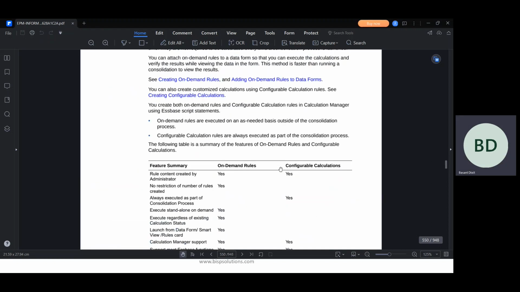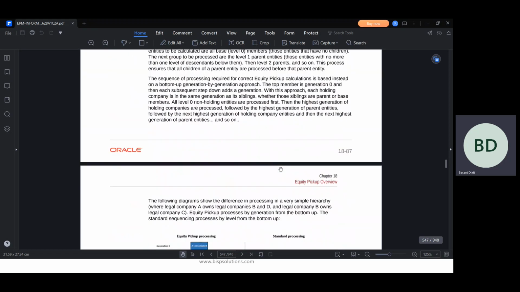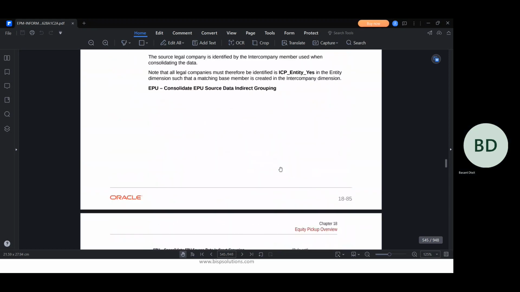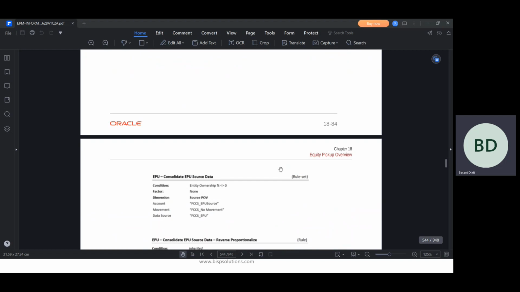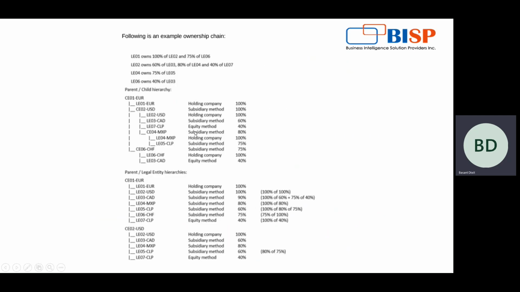All the things are here, and you can read it from here also. Okay, and one more thing, the equity pickup case is the same as the chain holding case, and basically these cases are mainly used in the chain holding, but the chain holding is important for the C level, and equity pickup is only for the holding company.